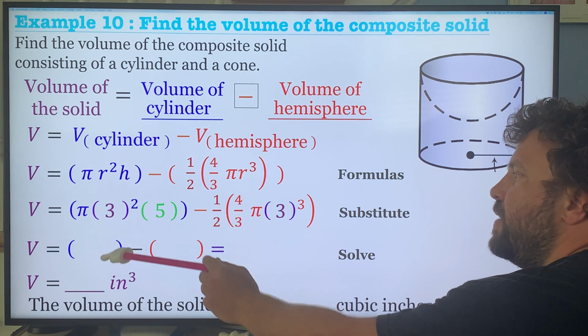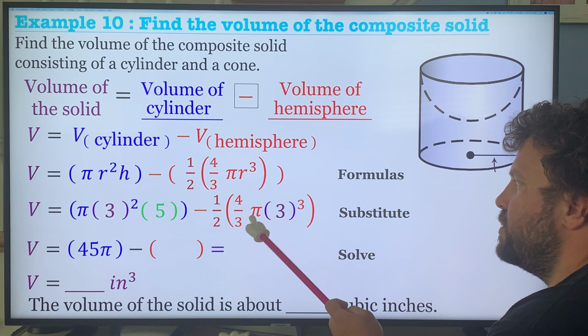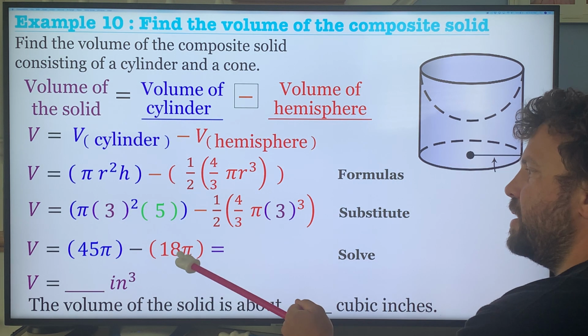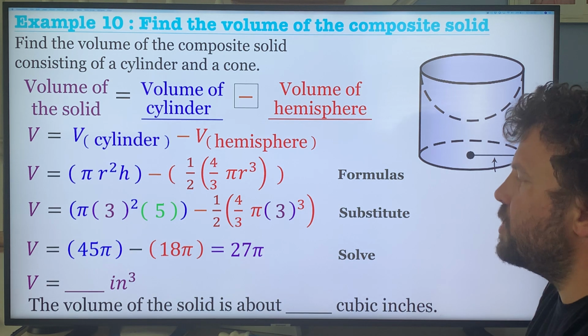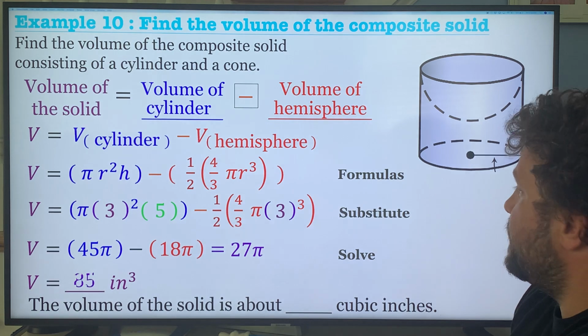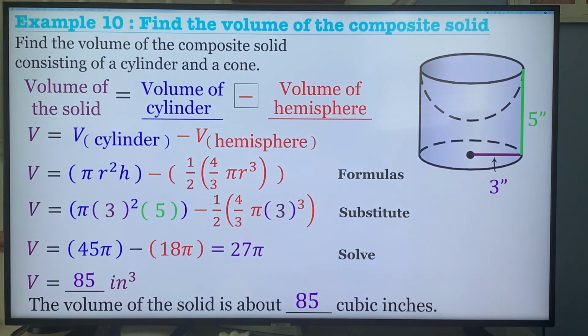Pi, 3 squared times 5 is 45 pi. 1/2 times this, 2/3 pi times 27, is 18 pi. 45 pi minus 18 pi is 27 pi. You just subtract the numbers and keep the pi. You don't really give answers in pi when you're finding volumes. So you do 27 times pi and you get 85 cubic inches, which is your answer.